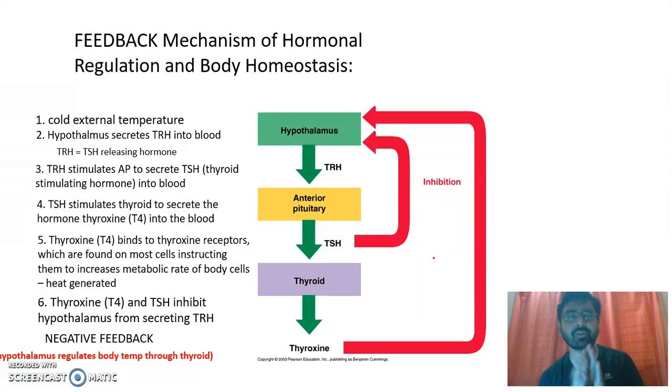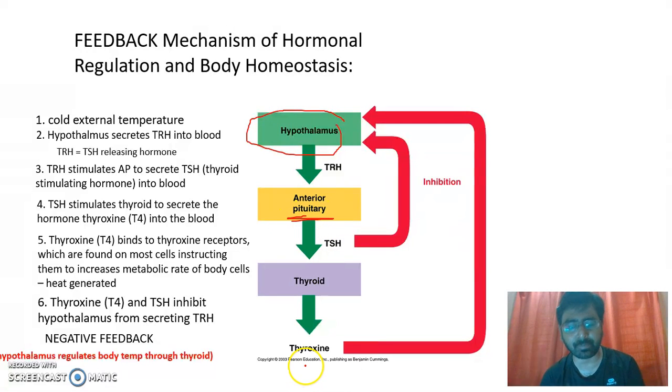To combat this, our physiological system has a feedback mechanism by which regulation and body homeostasis is maintained. The level of one hormone sends a signal to the brain region, the main master gland, that is the pituitary gland. Over here you see that the hypothalamus affects the anterior pituitary.